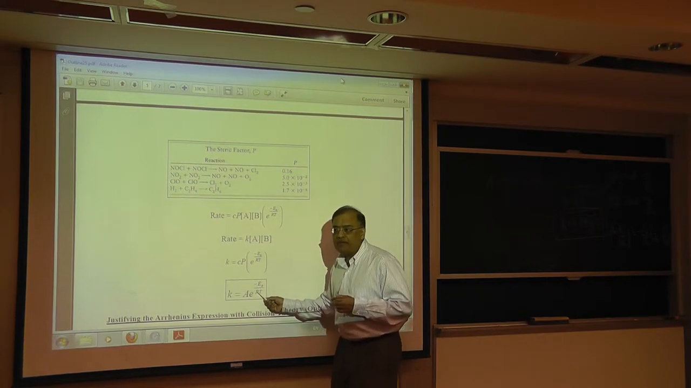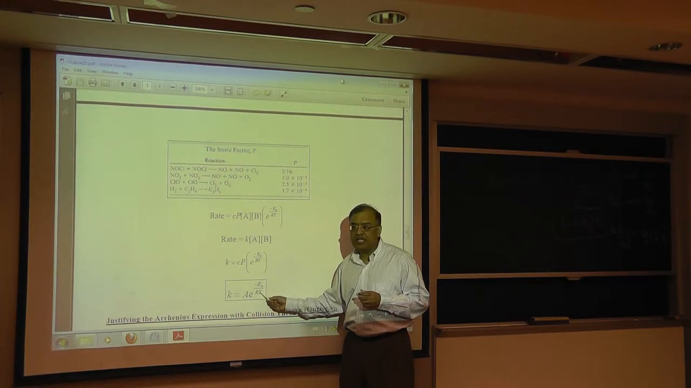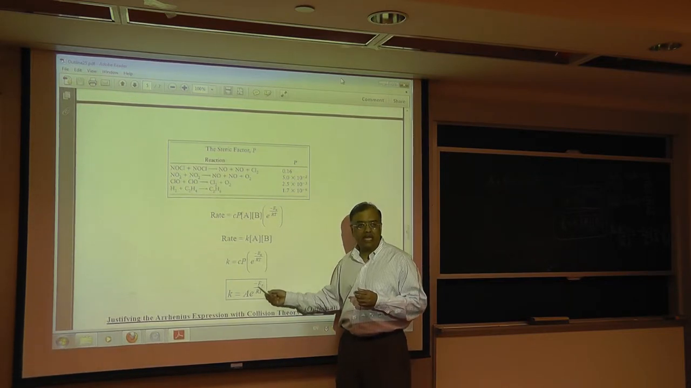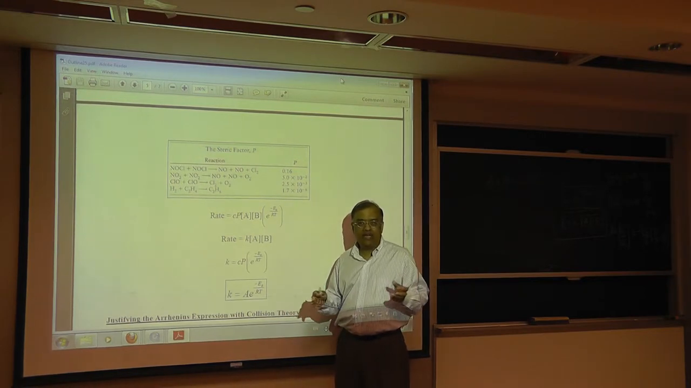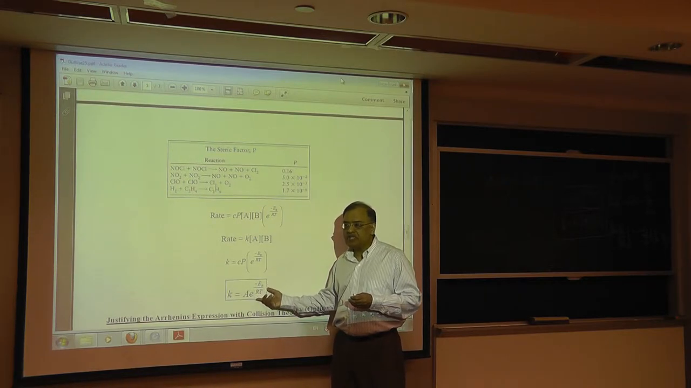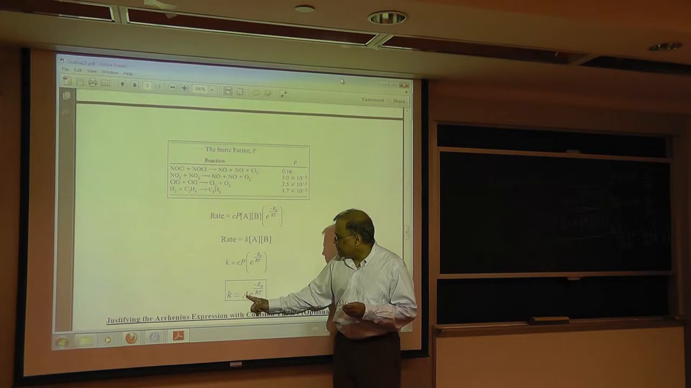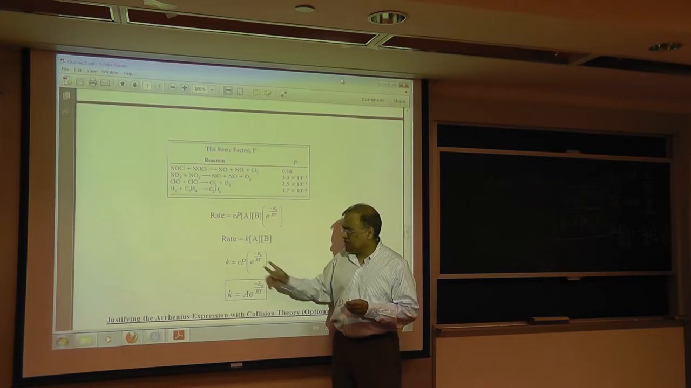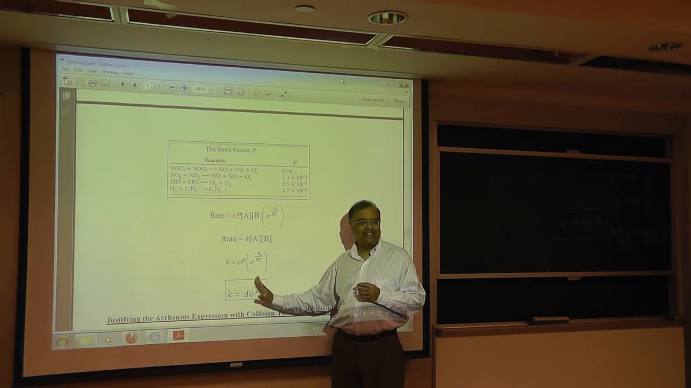Here is our experimental expression for the rate constant that Arrhenius found in 1890. And you can see there is a lot of similarity between the two, and so we have justified, with a lot of hand waving, why the Arrhenius expression looks the way it does. So we can say that A here is actually C times P. It's not quite true, but it's okay.